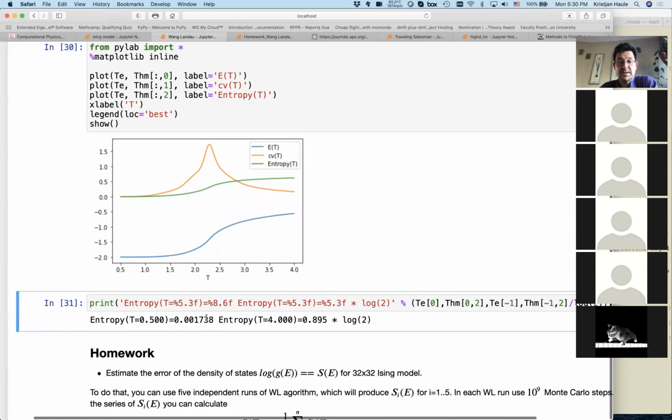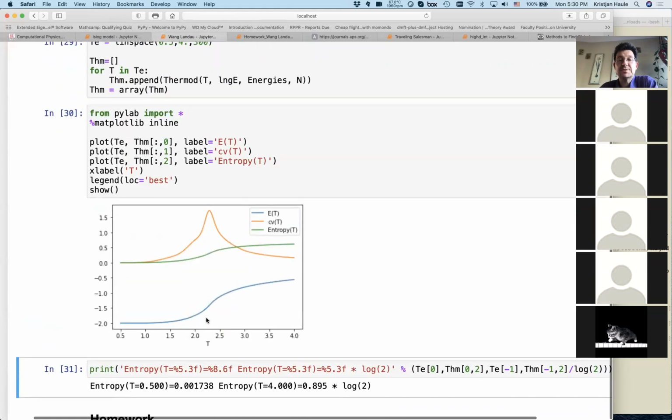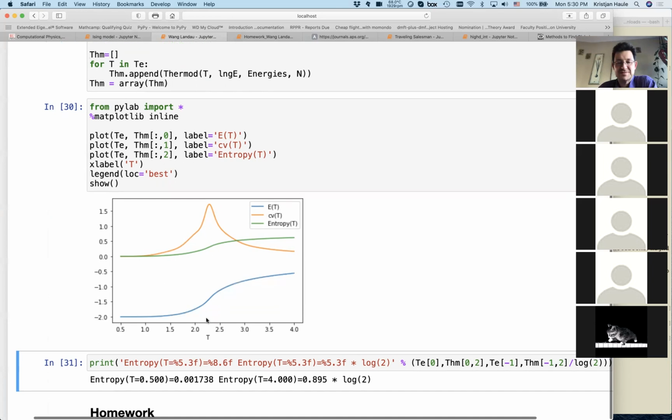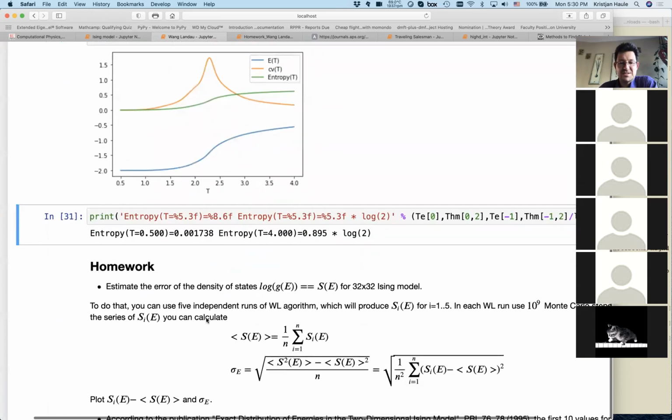Okay, so is there any question about this part, about thermodynamics? Is it entirely clear? Too clear? Too obvious? No question? Okay.